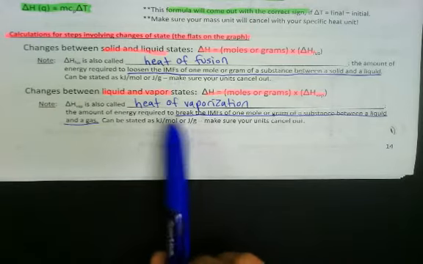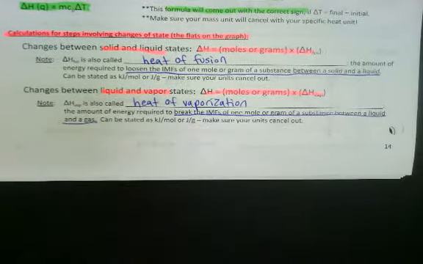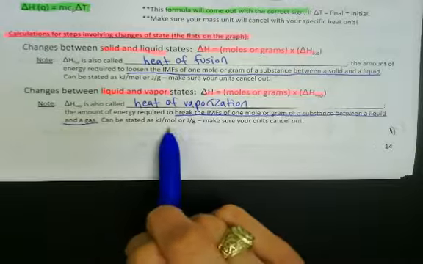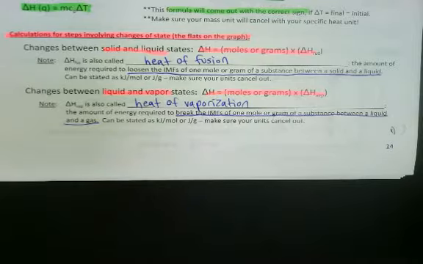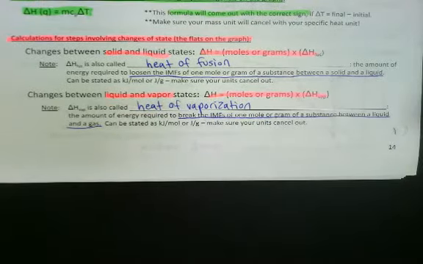Both of these values, the heat of fusion and the heat of vaporization, can be stated as kilojoules per mole or joules per gram. All you want to do is really make sure that you're paying attention to your units, because you need everything to be in the correct unit so that everything cancels out.